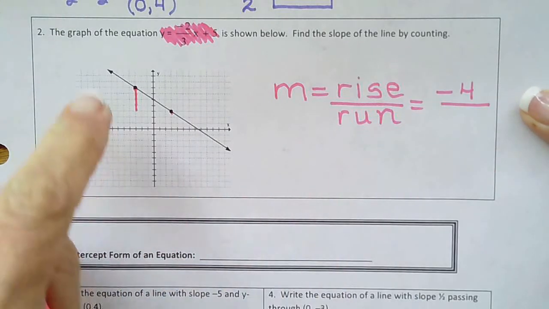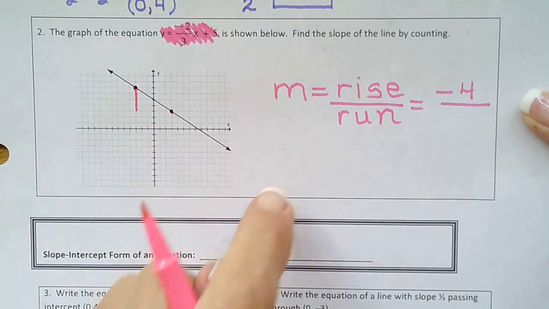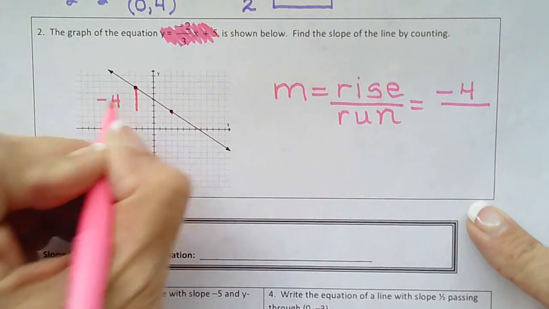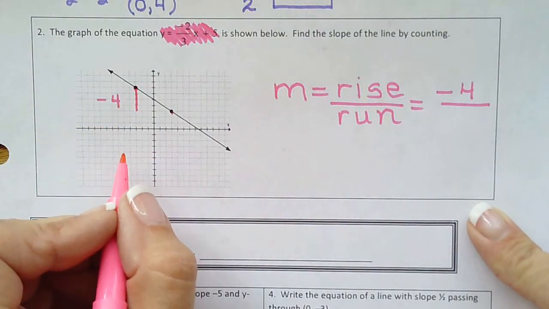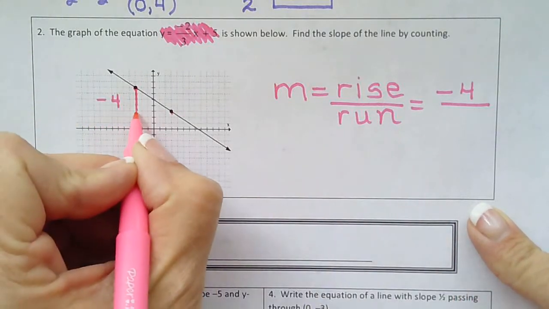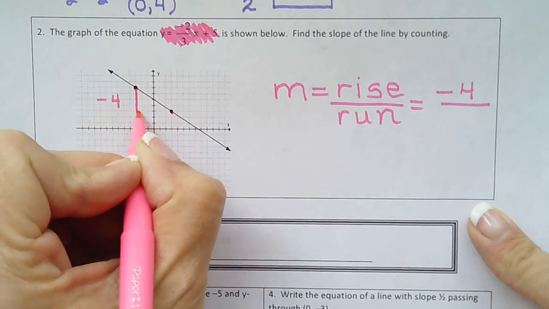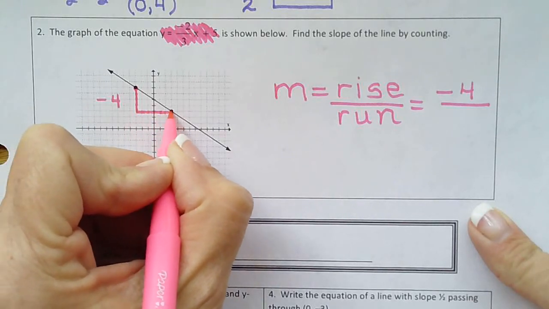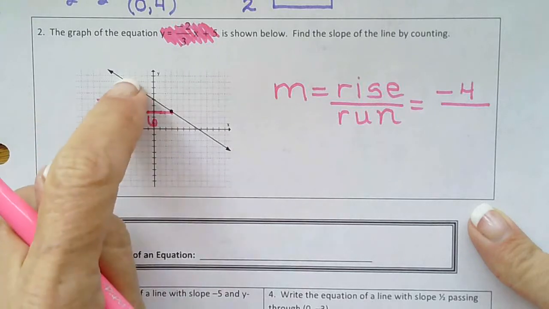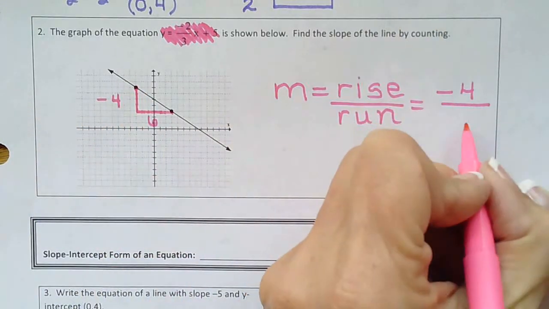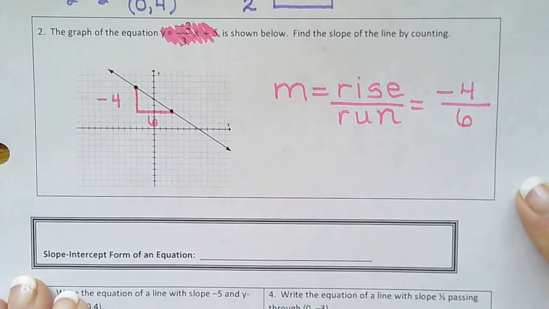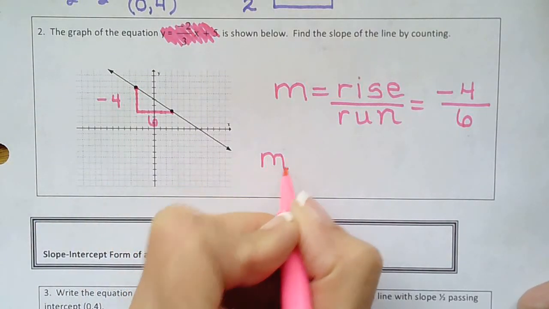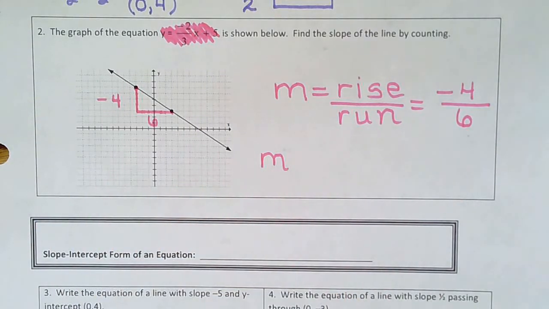And remember how we learned when the line falls from left to right, the slope should be negative. And because we went down 4, it is in fact negative. Then we run. So from the point we left off, we run to that point. 1, 2, 3, 4, 5, 6. So I went down 4 over 6. And so that would leave me with a slope of negative 4 over 6. But just like any other fraction, I do have to simplify for my final answer.